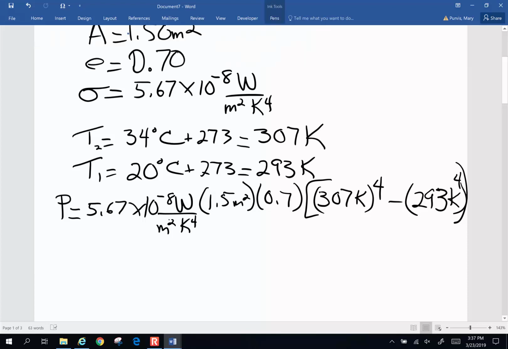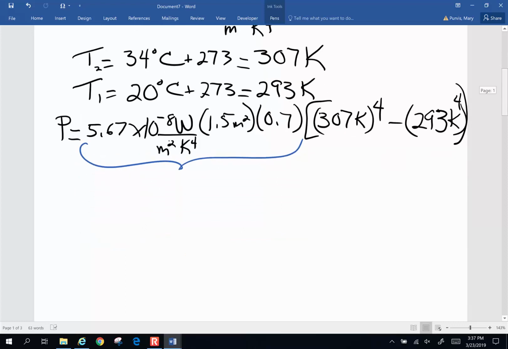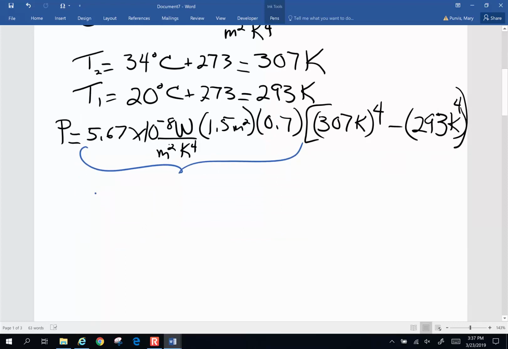Okay, now what I'm going to do is multiply all of this stuff together to simplify it, and all of that together gives me 5.95 times 10 to the negative 8. This meter squared cancels. I'm going to end up with watts over Kelvin to the fourth power. Now, 307 to the fourth power minus 293 to the fourth power. I'm going to let you do that on your calculator, because if I write all those numbers down, it's kind of messy. It's just messy.